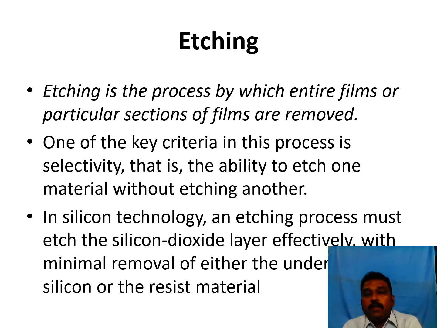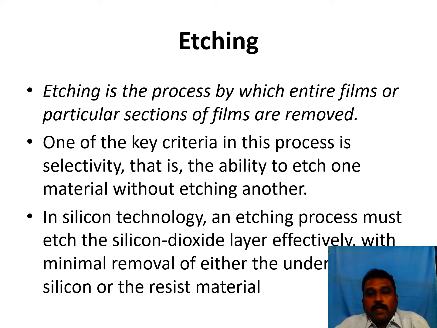And then, how are the films removed? As I told already, over the substrate we have the films. The entire area of the film is not used; we use only the selective area. So the remaining area which is not used should be removed. That removal process is called etching. Etching is the process by which the entire film or particular sections of the film are removed.